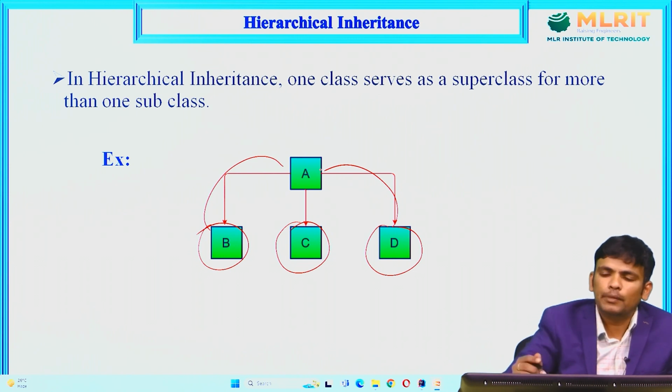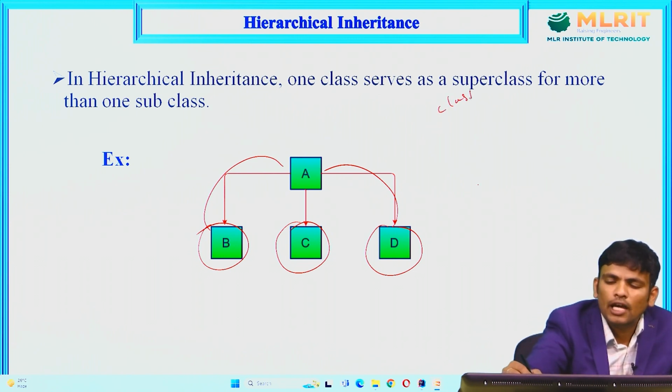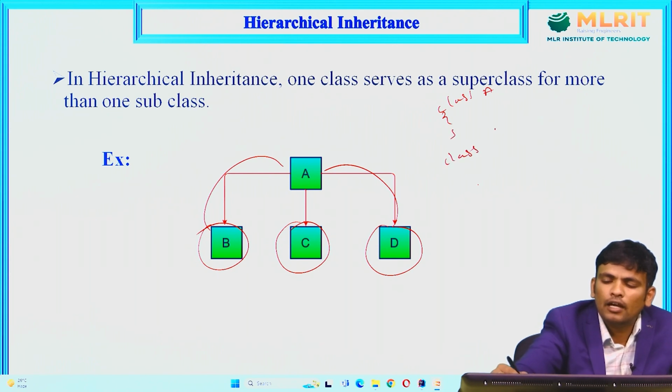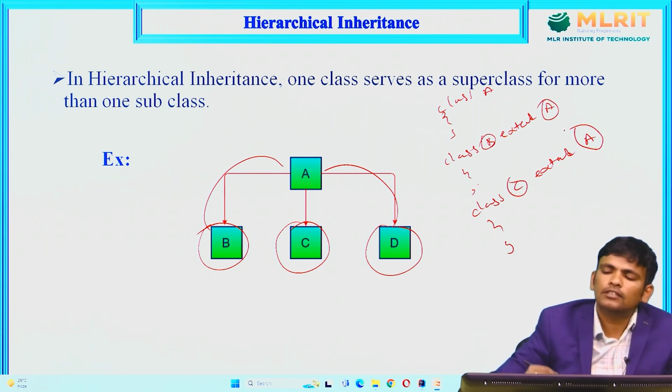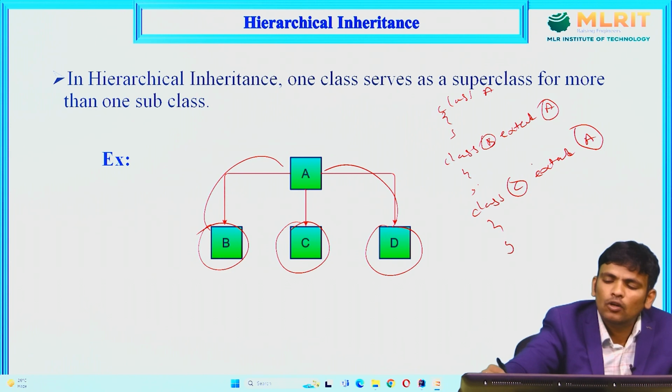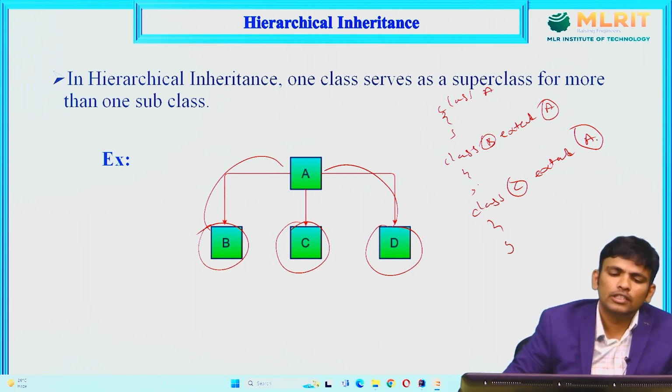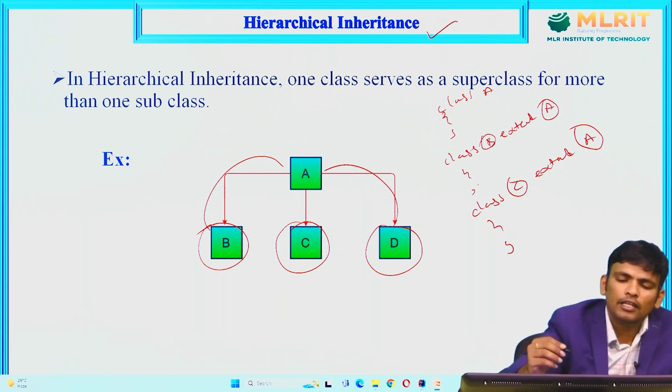Hierarchical inheritance. Suppose I have a class, the class name is A. Now if you want to create a child class, B extends A. Now I am deriving one more child class, C extends A. You can see here, for B and C, A is acting as a parent, meaning B is deriving from A and C is also deriving from A. This concept is called hierarchical inheritance.